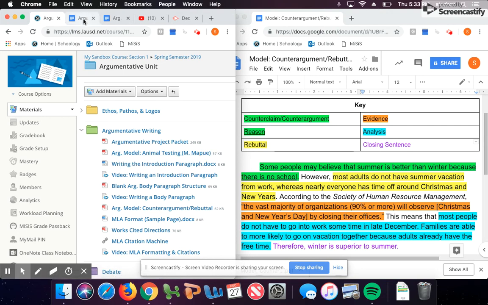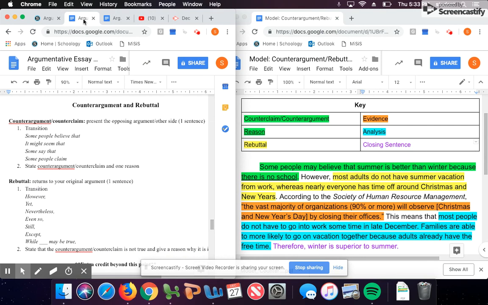So first, the point of a counterargument and rebuttal paragraph is to let your reader know that you have researched both sides, you have made an informed decision, and that your side is in fact better. So when you do your research, you will have to look at the reasons that your opponents will be addressing. There are a few different parts. You'll start with your counterargument or counterclaim. So these are synonyms, and you're just presenting the opposite side. So we've been talking about animal testing. If yours is that animal testing should be banned, then your counterclaim is that animal testing should not be banned, right? It's just the opposite.